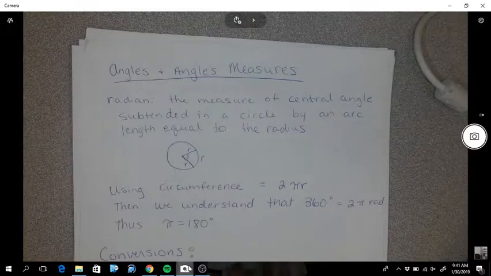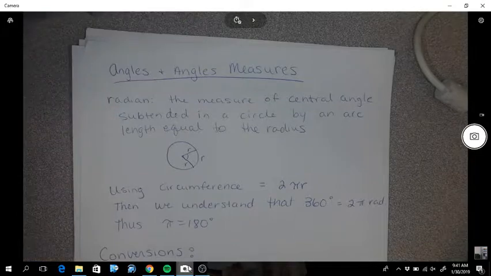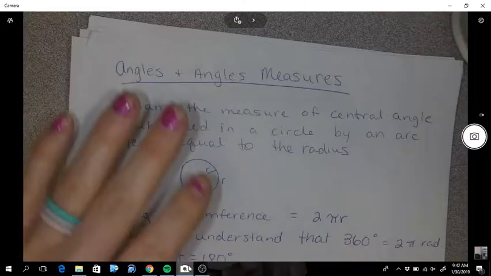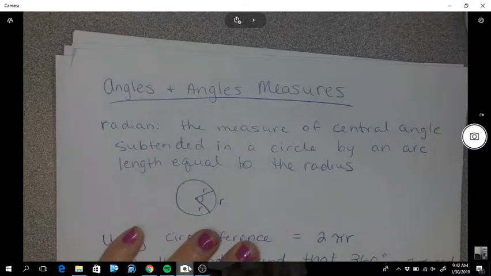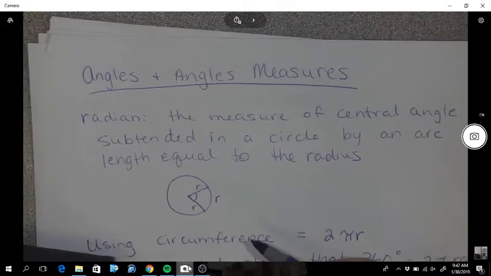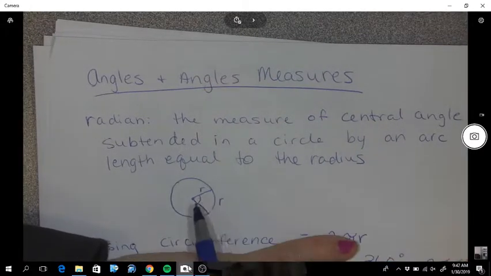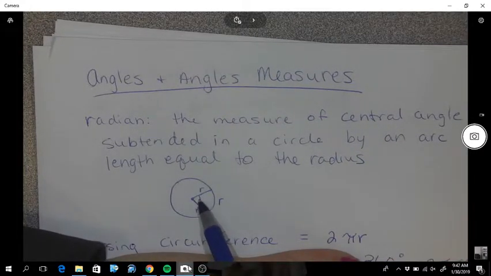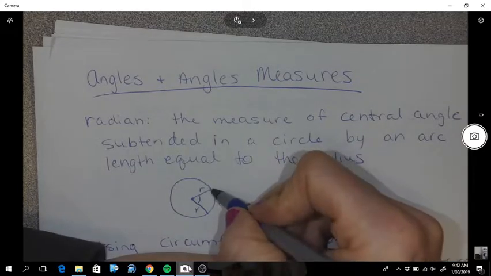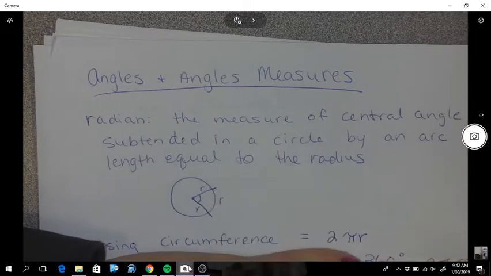Okay, first lesson is about angles and angle measures. So the first thing you need to know is the definition of a radian. It is a measurement of the central angle that would be subtended in a circle by an arc length equal to its radius. So the measure of this angle right here would be 1 radian, because it's subtending an arc length that would be equal to the radius of that circle.